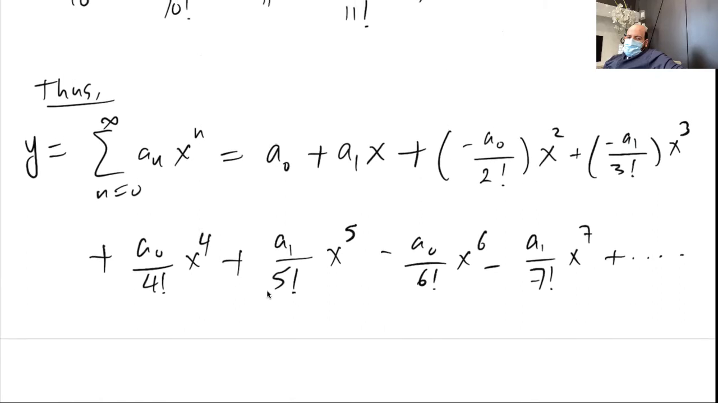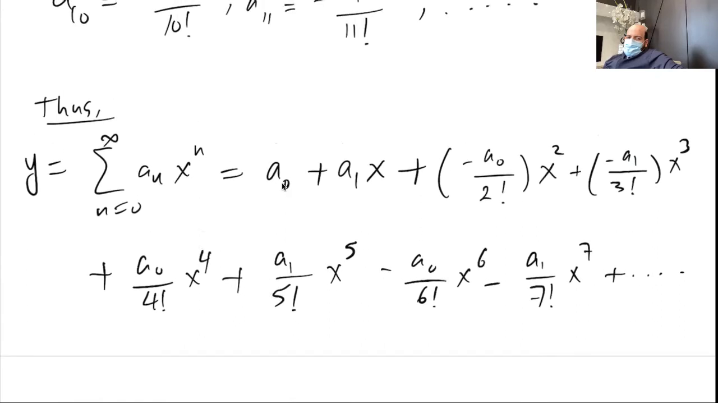And now I can rearrange the terms. The terms that have a0 in common, this term, this term, this term, and so on. Then the terms that have a1 in common: this term, this term, this term, this term. So these terms I can factor a0 out, and these terms I can factor a1 out.